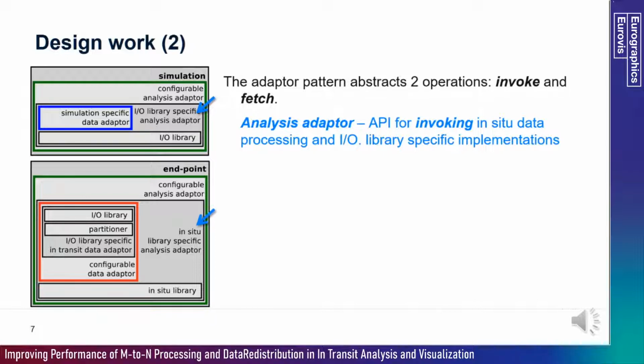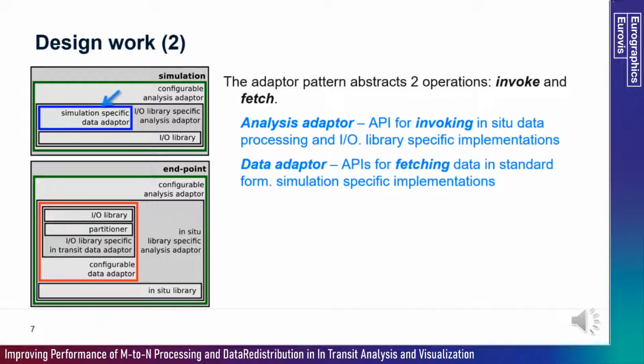Sensei comes with a number of library-specific implementations of analysis adapters for libraries such as Catalyst, libsim, Ascent, Adios, HDF5, and libis. Sensei's data adapters define APIs for fetching data in a standard form. These are used by in-situ library analysis adapters to get data to process. Simulations must provide specific implementations of a data adapter.